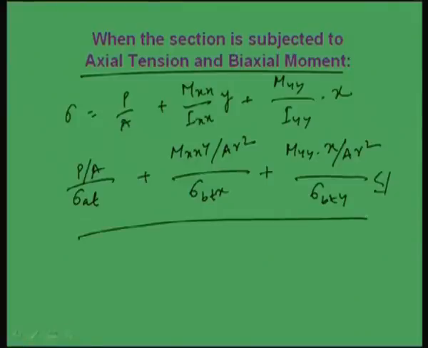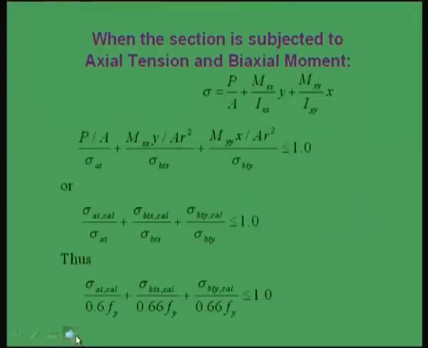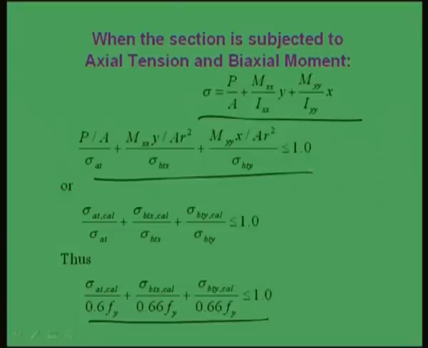So this will become again sigma AT, this is basically 0.6 fy, and this is 0.66 fy, and sigma bty also will become 0.66 fy. So the final equation can be written in this form. That means what we are getting is that the stress generated due to biaxial moment, if we make equilibrium, then we are going to get this condition as we have derived in earlier cases for uniaxial moment.